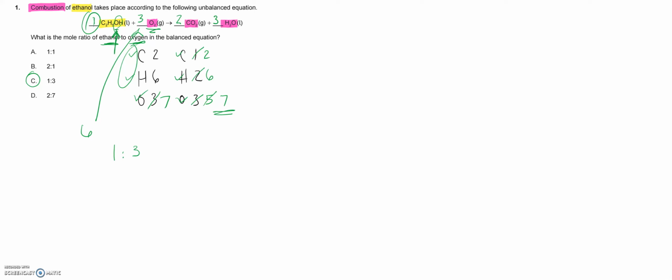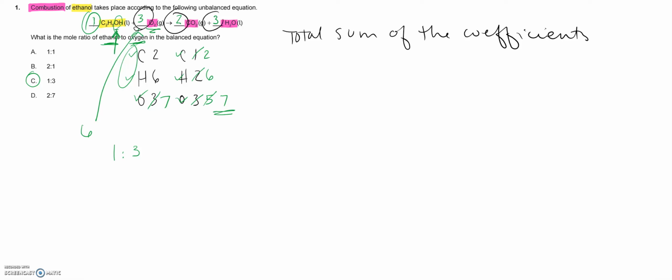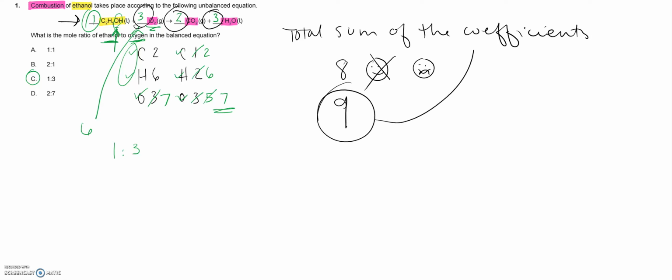Now a common problem that you'll see on an IB exam would be similar to this, but it would ask you for the total sum of the coefficients. And that's one that a lot of people end up getting wrong because they would see the 3 here, the 2 here, the 3 here, and they would be like, oh yeah, it's 8. But oh no, it's not. It's actually, with this 1 here as well, so it's 9. So that would be the sum of the coefficients.